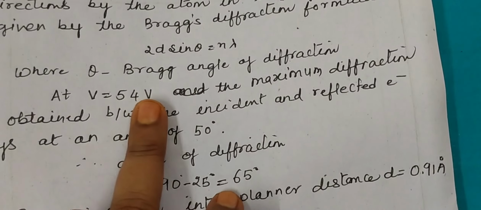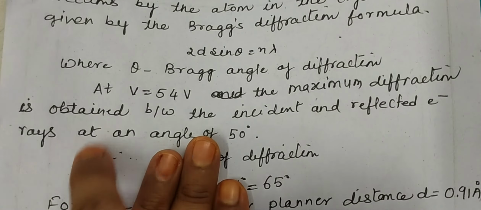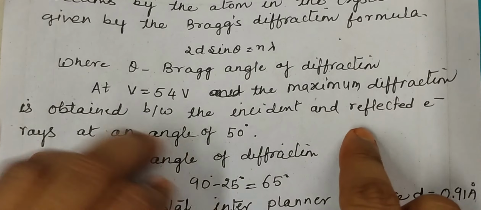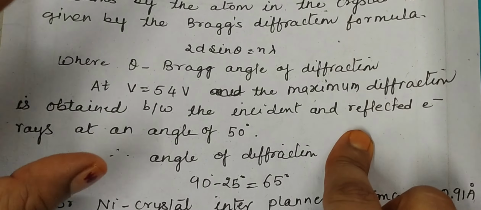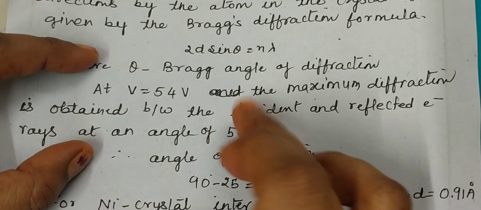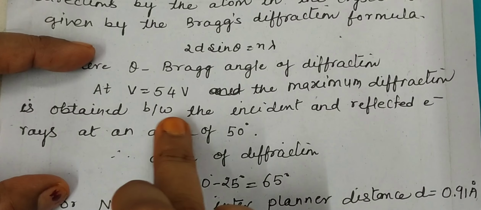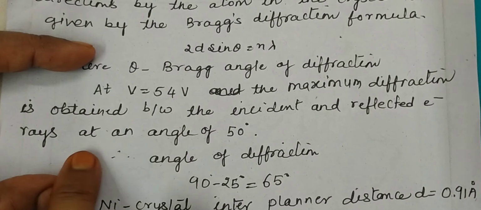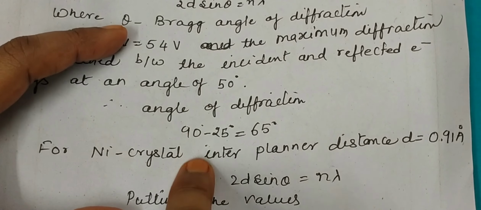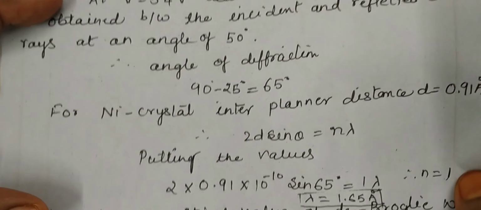By experiment we see that at 54 volt, the maximum diffraction is obtained between the incident and reflected electron rays. The angle was 50. Now the angle of diffraction is 90 minus 25, so we get 65 degrees as the angle of diffraction.